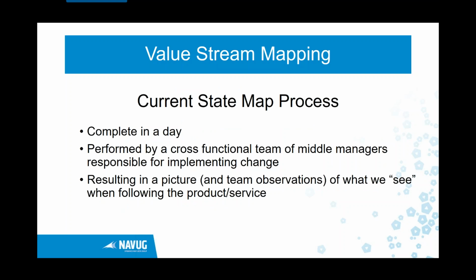When you do a current state map, you want to complete it in a day. You really want to try to do a day, and that forces you to say, I can't look at too big of an item here. I can't look at from the minute the order comes in until I invoice it and include my manufacturing process, my shipping process. I mean, even for a tiny little company, that's a big set of processes.